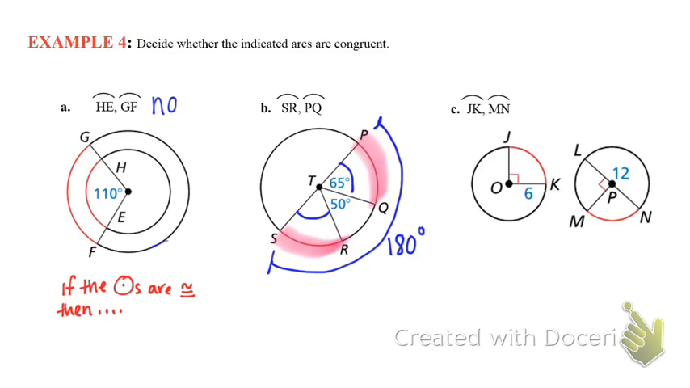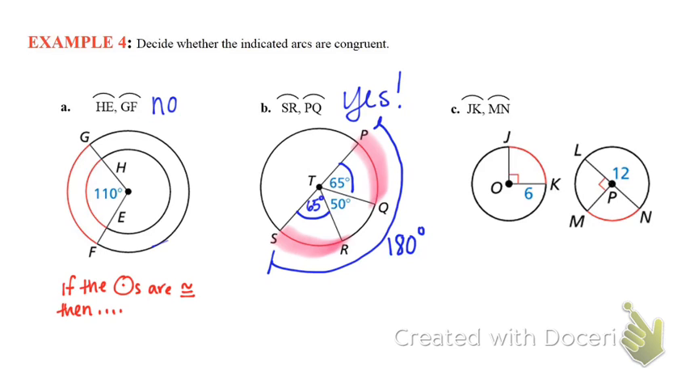and that should make it fairly easy for me to solve for the central angle SR. So I'm going to take 180 degrees, and I'm going to subtract 50, and I'm going to subtract 65. And I find that this angle right here is 65. So in the same circle, two minor arcs can be congruent if their central angles are congruent, and that makes this one a yes.